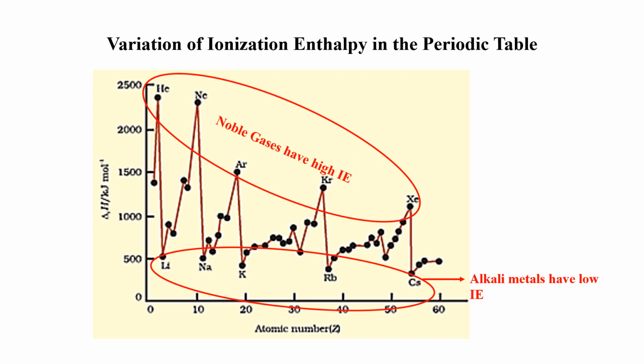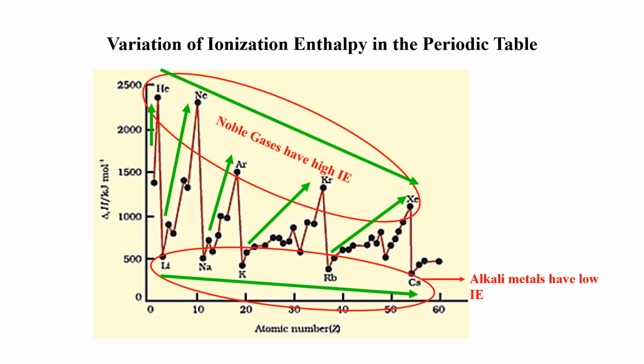You would also notice that in general, the first ionization enthalpy increases as we go across a period and decreases as we go down a group. This is shown by the green arrows. Now, let us consider the first period elements. What are they? Hydrogen and helium. Their first ionization enthalpy increases as we move from hydrogen to helium. Now consider the elements of second period. What are they? Lithium, beryllium, boron, carbon, nitrogen, oxygen, fluorine and neon. Here also we can see that their ionization enthalpy increases as we move from lithium to neon.